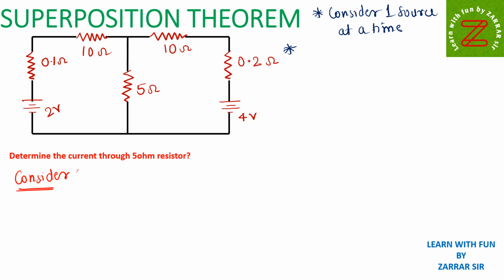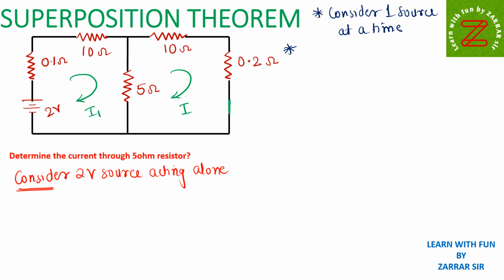So I'm considering the 2 volt source acting alone. Now see, you have to short the other voltage source, which is 4 volt. I'll short this voltage source, and I'll apply KVL in these two loops. This is the first loop and this is the second loop. I'll name the currents I1 and I2.